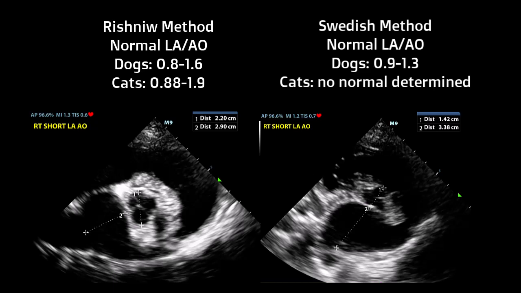In the Rishniw method, the normal ratio for a dog is 0.8 to 1.6, and the normal ratio for a cat is 0.88 to 1.79. In the Swedish method, the normal ratio for a dog is 0.9 to 1.3, and there are no normal ratios determined for cats.